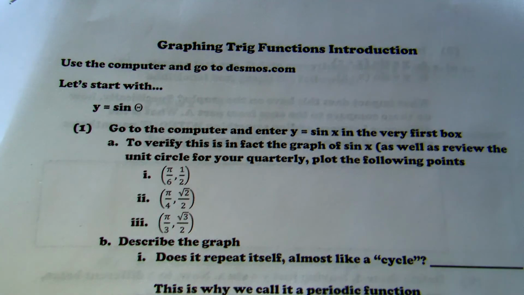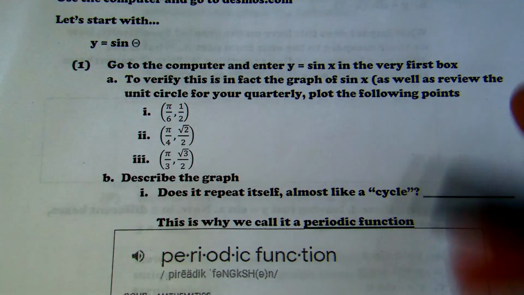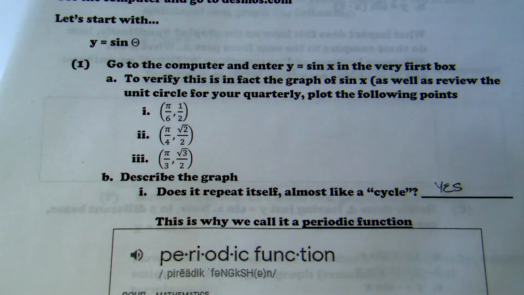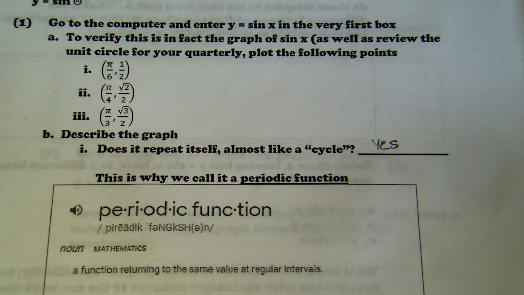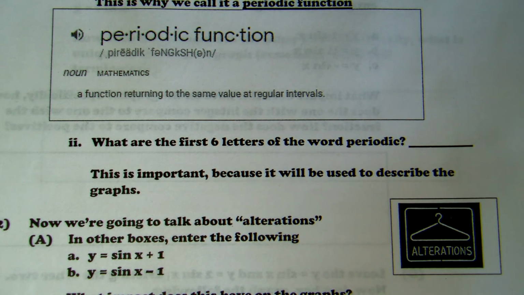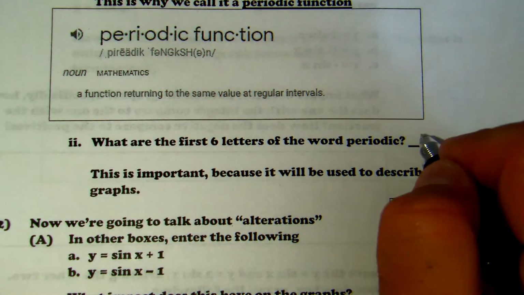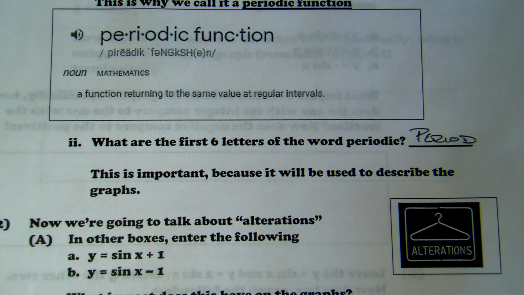All right. Does it repeat itself almost like a cycle? The answer to that is yes. It continually does the same thing over and over again. So trig functions are an example of what we call periodic functions: a function returning the same value at regular intervals, which means over and over again it'll do the same thing. What are the first 6 letters of the word periodic? Well, if I count correctly, that would be period, which we'll use later to describe the graphs.